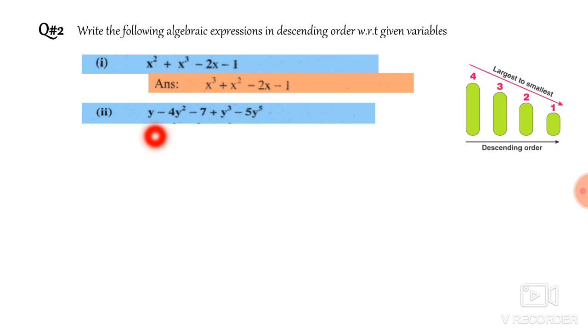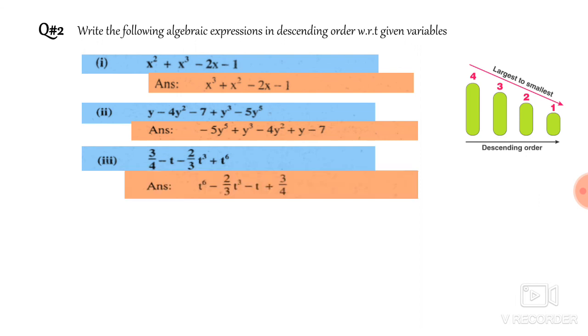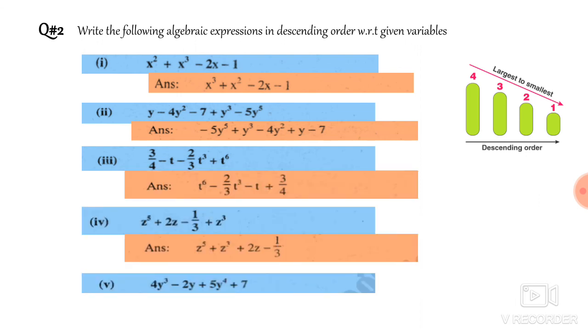According to y, we have to arrange here y exponent 1, y exponent 2, y exponent 0, y exponent 3, and y exponent 5. So we will write y exponent 5 first, then y exponent cube, y exponent square, y exponent 1, y exponent 0. In the exact same way, we will solve the remaining parts.